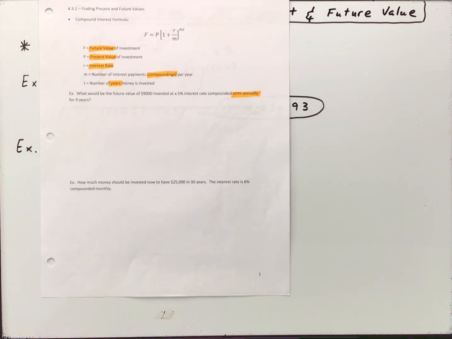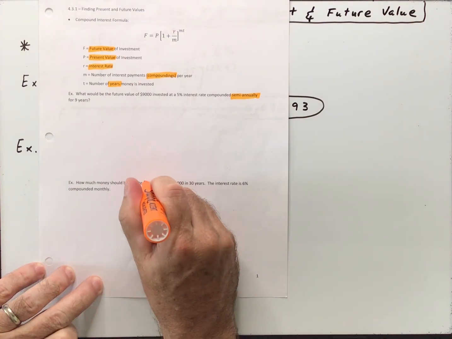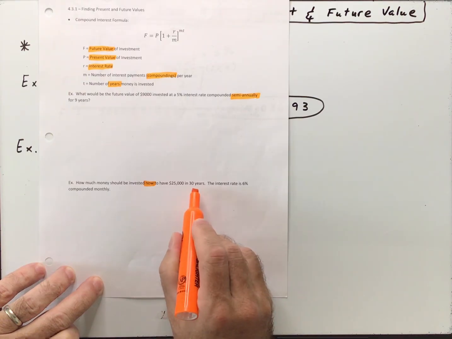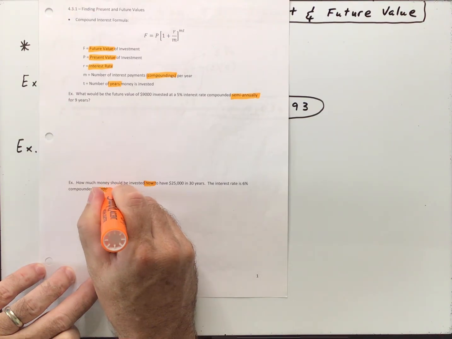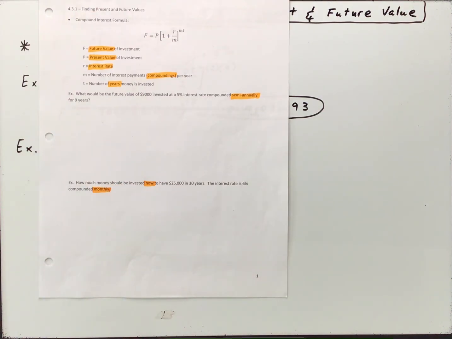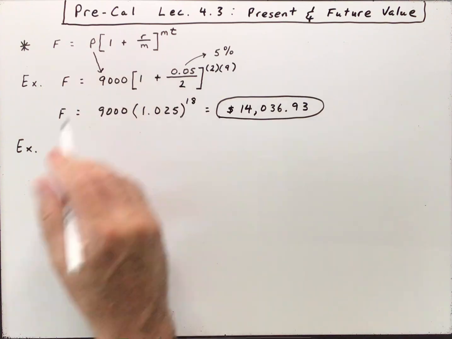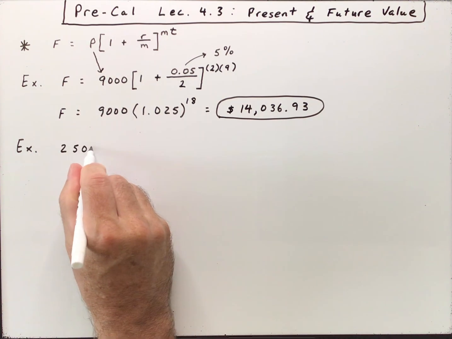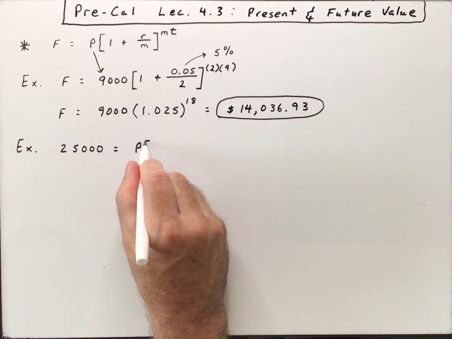So it says how much money should be invested now. Now is the present value. To have 25,000, that's the future value, in 30 years. Interest rate is 6% compounded monthly. All right, so how many compoundings per year if you compound monthly? Okay, so we're going to fill out this equation. This time we know the future value. It's $25,000. We want to know the present or current value.